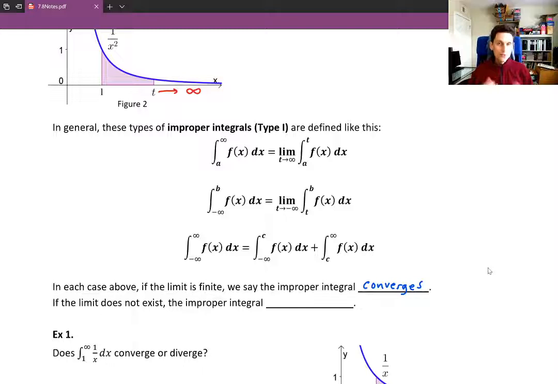And it will converge to whatever we end up getting as a number in the end. After we rewrite it as a limit and we evaluate the integral and then take the limit, whatever that number that we get is what it'll converge to. But if that limit does not exist for whatever reason, so if it's infinity or negative infinity or doesn't exist because it oscillates, the improper integral, we would say, diverges.